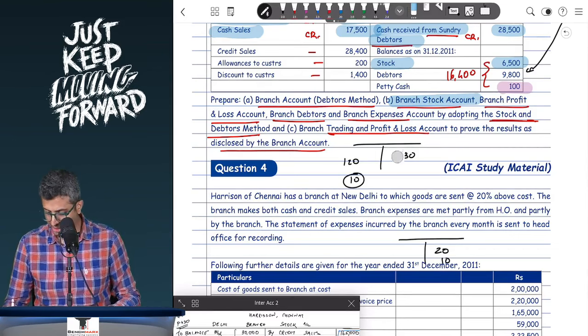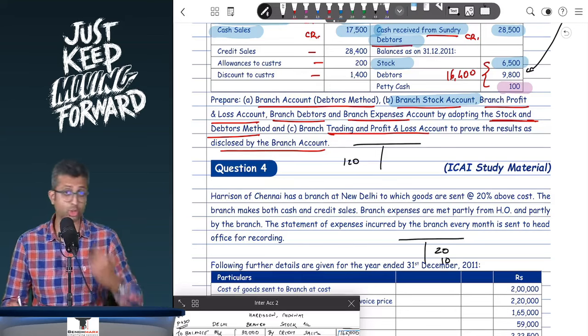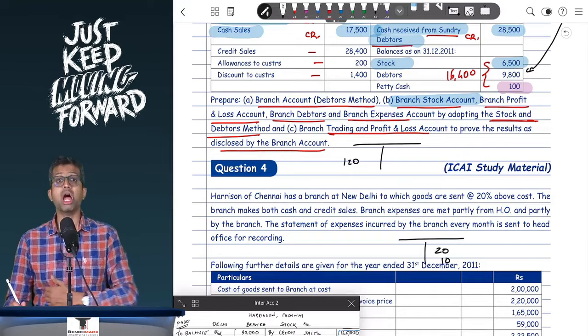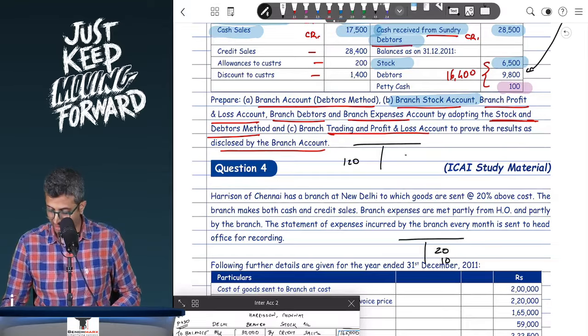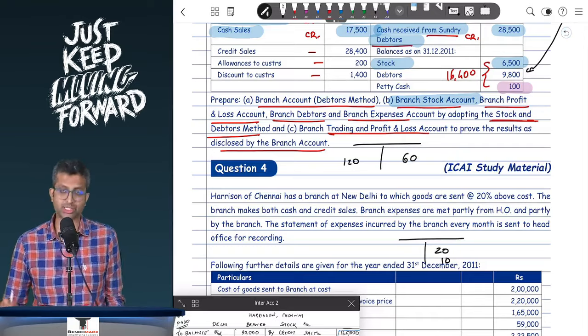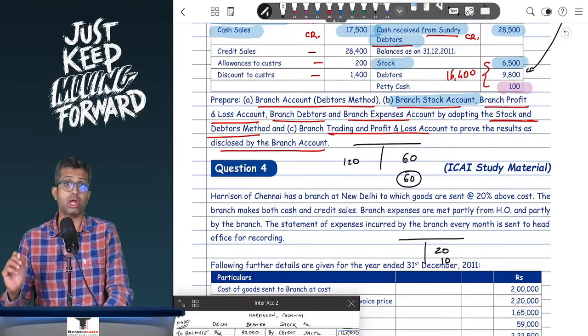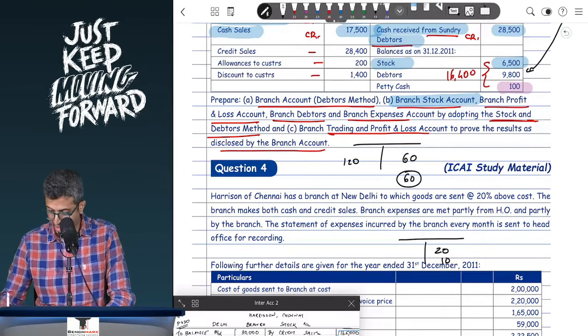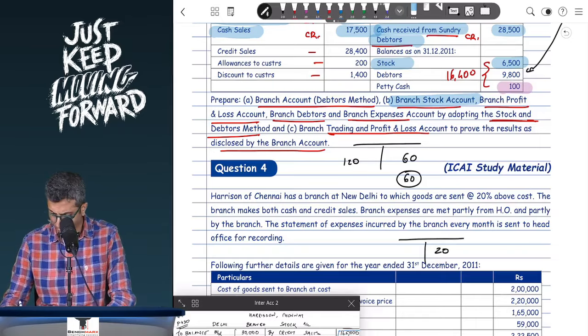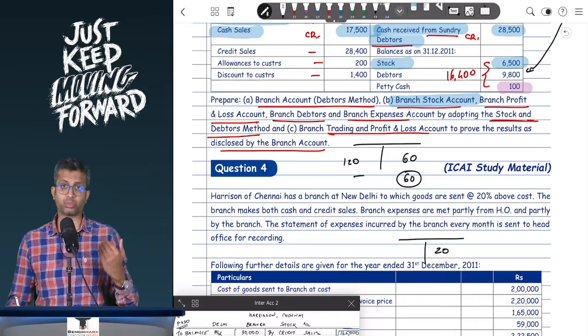Now it is possible that only 50% of the goods have been sold. It is not necessary that the entire goods have been sold. 50% of the goods have been sold, for example at 65 rupees. The remaining goods remain unsold, or let's say the 50% of the goods have been sold at 60 rupees. The remaining goods remain unsold, that is at 60. So 60 will represent the stock. Now if I do the workings over here, there will be no further profit or loss.